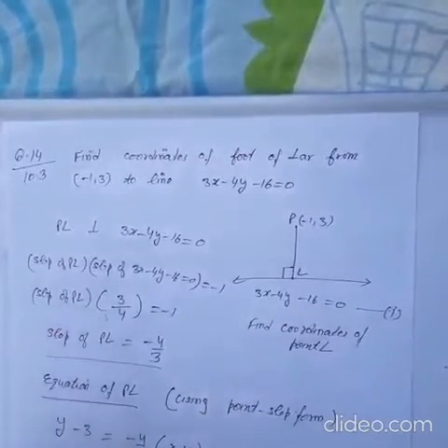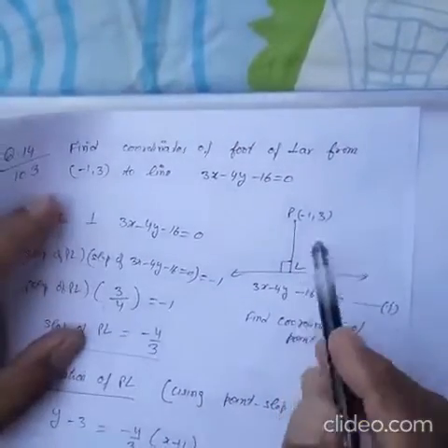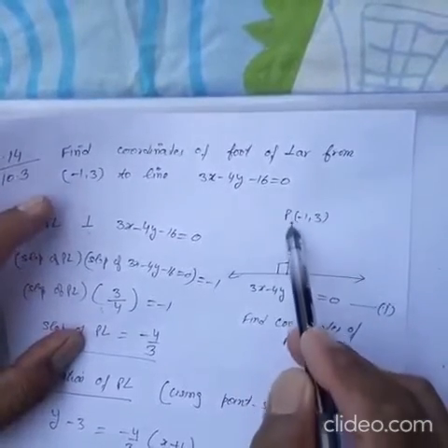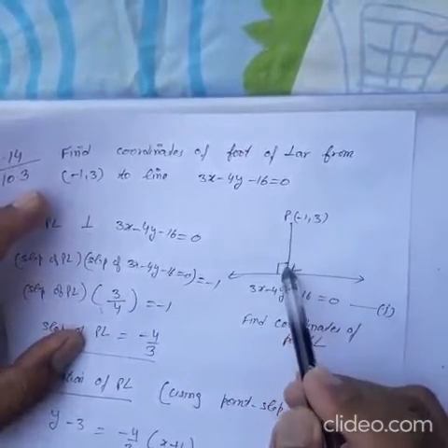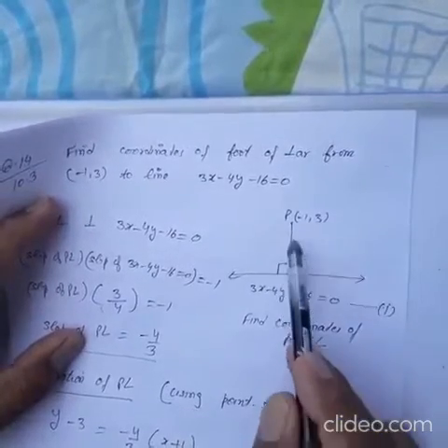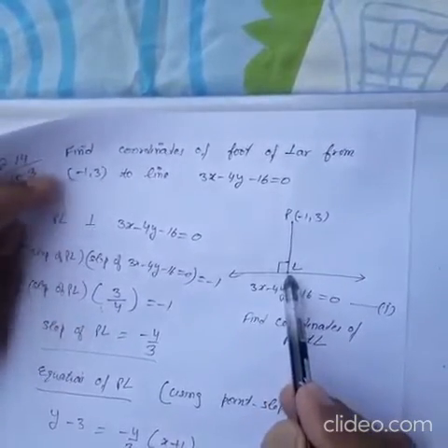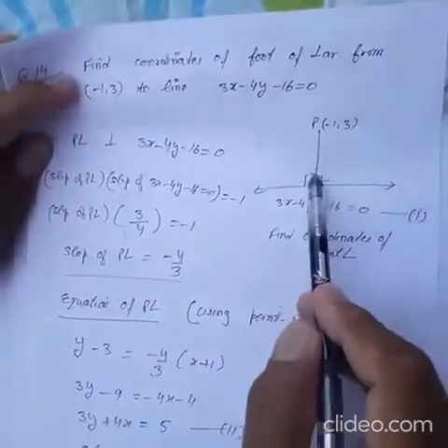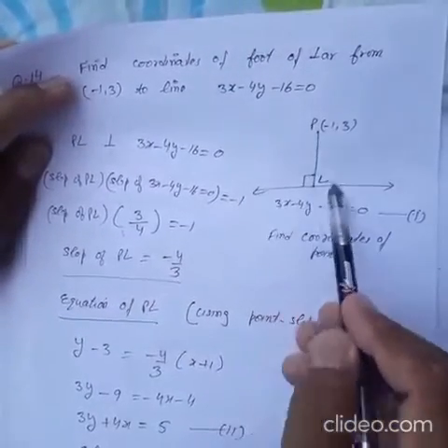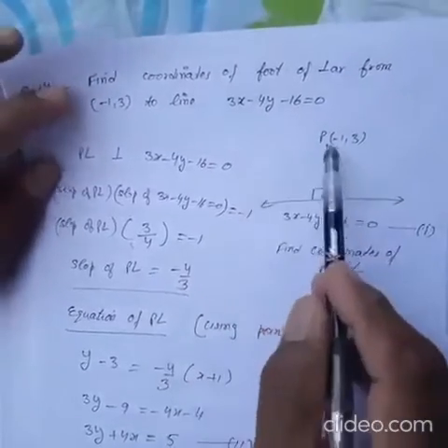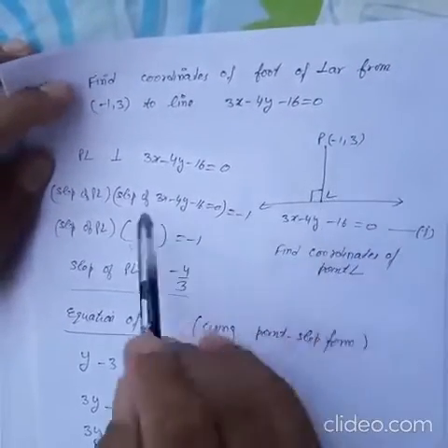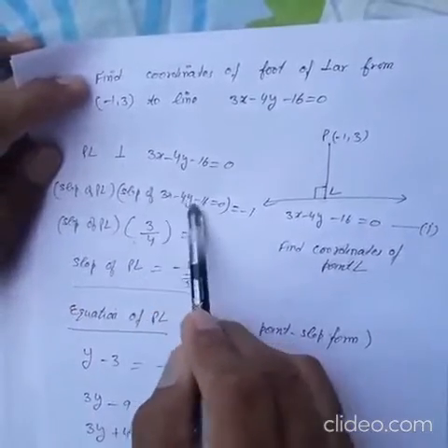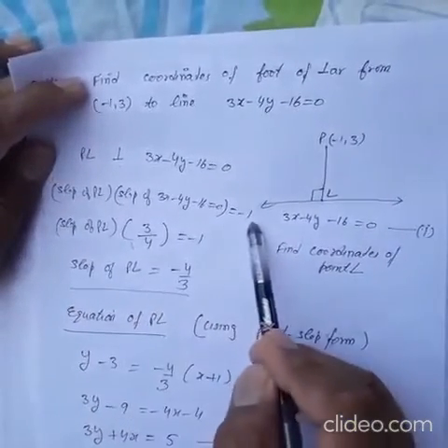So the coordinates of L: L is the point of intersection of PL and the given line. So we will find the equation of PL, and we will solve these two equations to find the coordinates of L. This should be the procedure. Now find the slope of PL, because PL is perpendicular to this line. If lines are perpendicular, then the product of the slopes should be minus 1. So slope of PL into slope of given line should be minus 1.